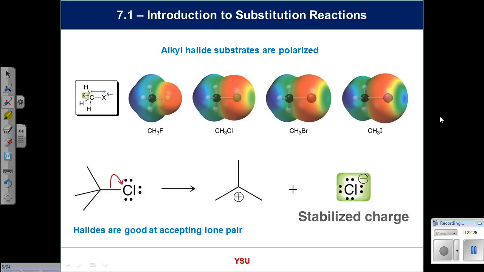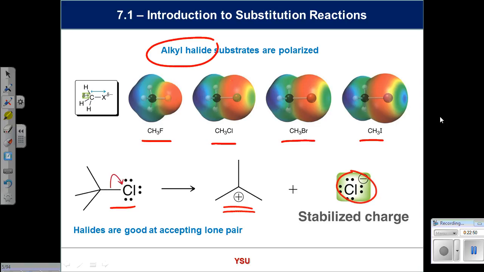They all have this polarized bond, and so we ought to be able to go after that and kick one of these atoms out and do a substitution process. So our substrates, at the beginning of this chapter, for the substitution reactions will be alkyl halides. This is a very good leaving group. It's such a good leaving group that under the right circumstances, you can leave carbon with just 6 electrons. This thing can break off, and this thing can be formed.